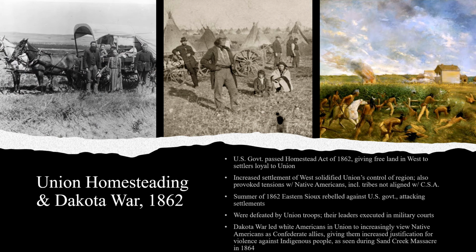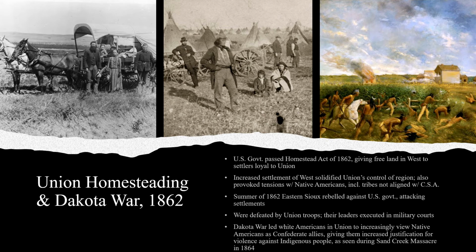In addition, more Union-sympathizing Americans were arriving in the West, settling on land granted to them by the Homestead Act of 1862. I will talk more about the Homestead Act, its upsides and downsides, in the U.S. since 1877 course. After Glorieta Pass, most of the fighting west of the Mississippi River was fought between the Union military and Native Americans, those that were allied with the C.S.A. and those that were not.